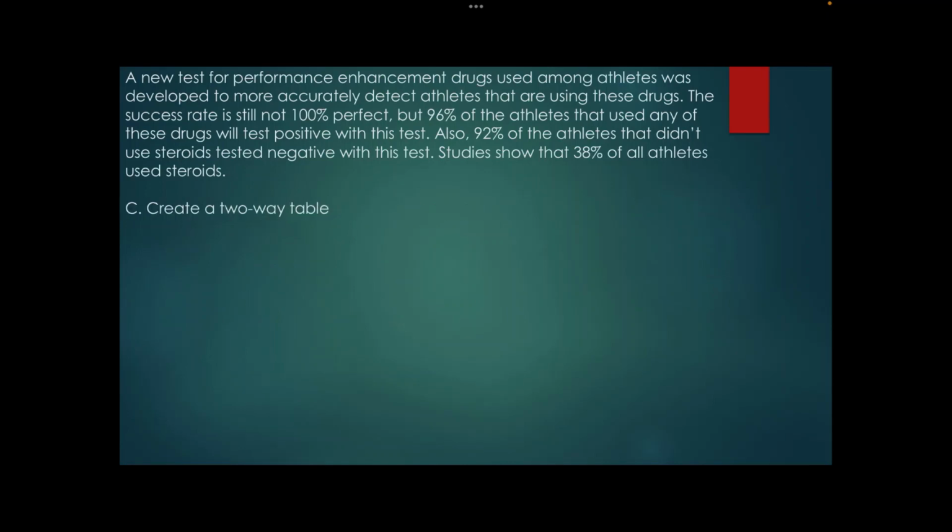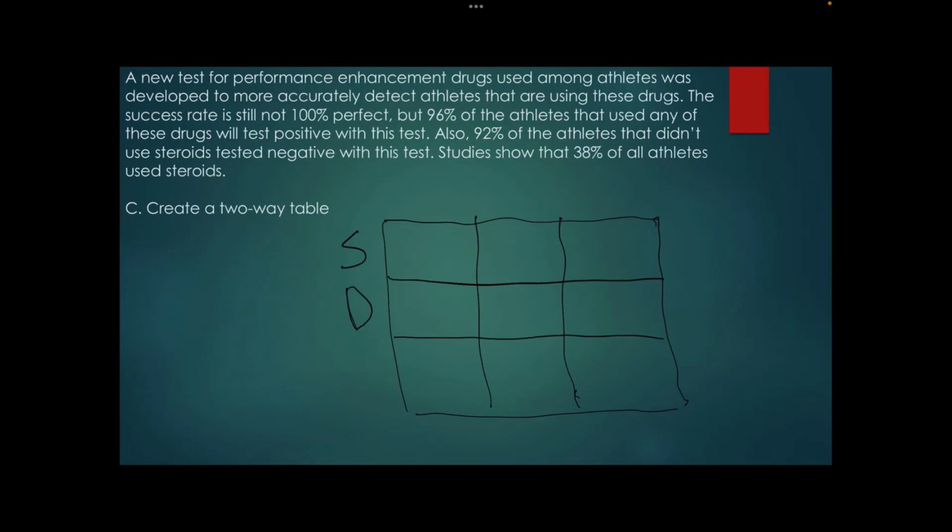So now we have to create a two-way table for this problem. So we know that steroids, did not use steroids, tested positive, tested negative. So first, we know the total must equal 100. Now we know that 38% of all athletes use steroids. So that means that for all that use steroids, we have to put a 38%.